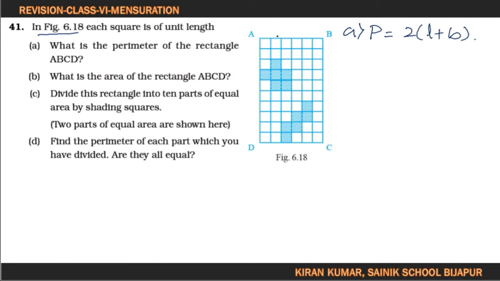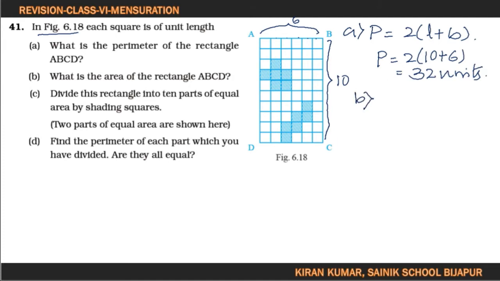Here the length will be, this is 1 unit, 1 plus 1 is 2, plus 1 is 3, 4, 5, 6. So 6 units will be the length, and the breadth will be 10. So it is 2 times of 10 plus 6, which will be equal to 32 units.